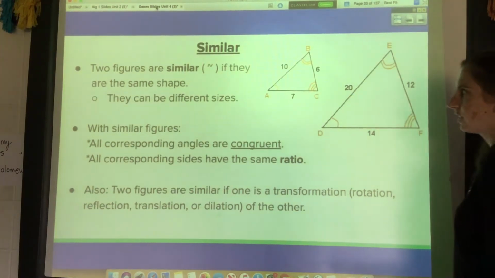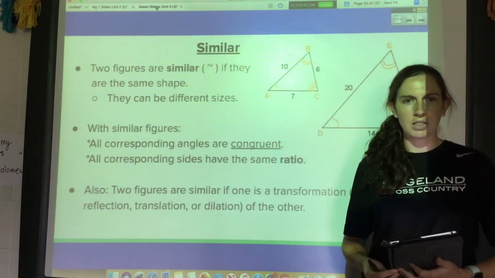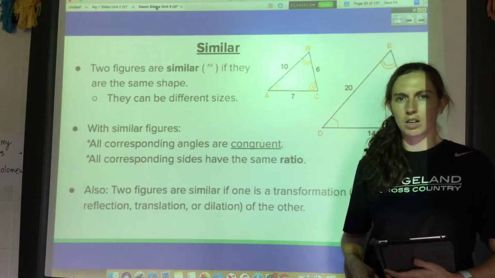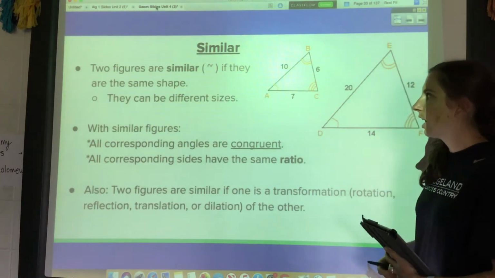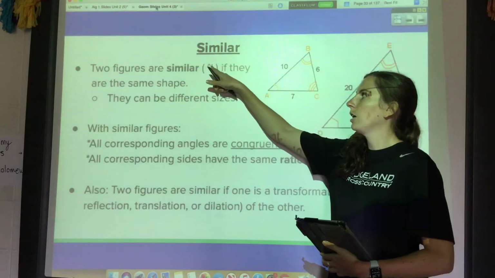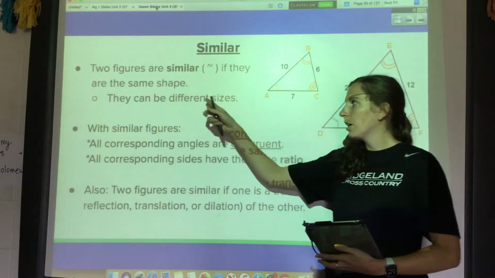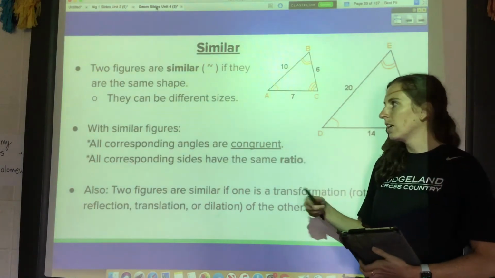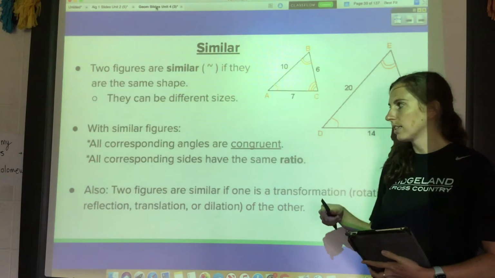So in this video, we're going to talk a little more about similar figures, in particular similar triangles, and how to prove that two triangles are similar. Just as a reminder, with similar figures, you use the little squiggle shape here. That means they're similar, meaning they're the same shape, but possibly different sizes. They could be congruent. Congruent figures are similar, but usually they're different sizes.